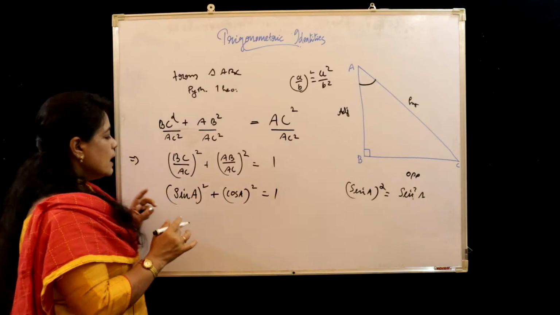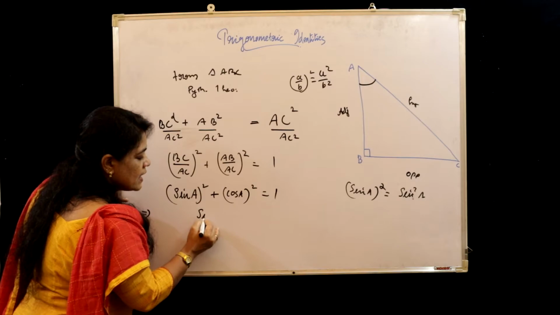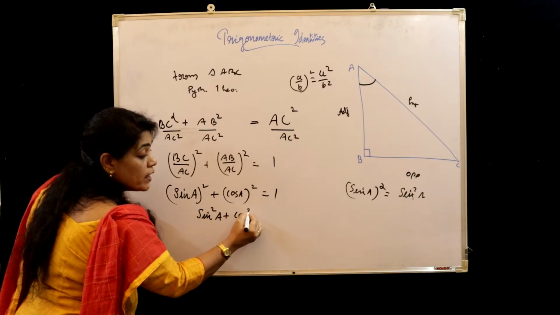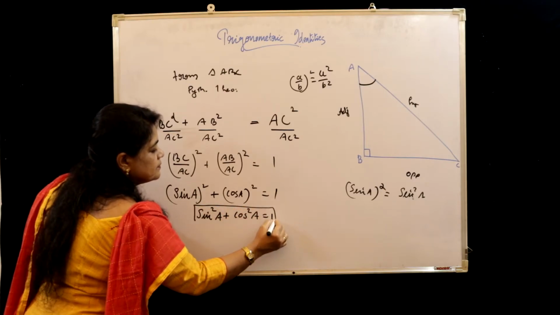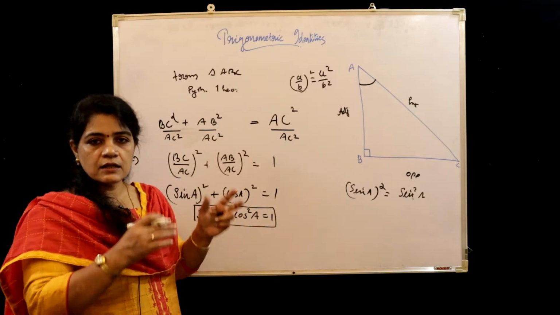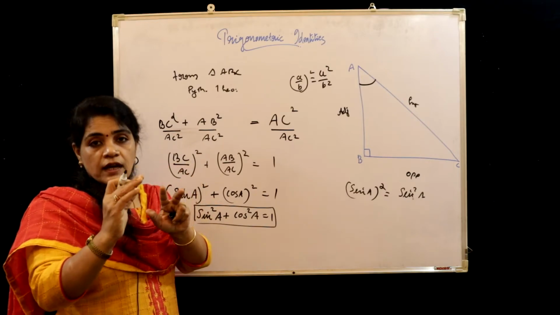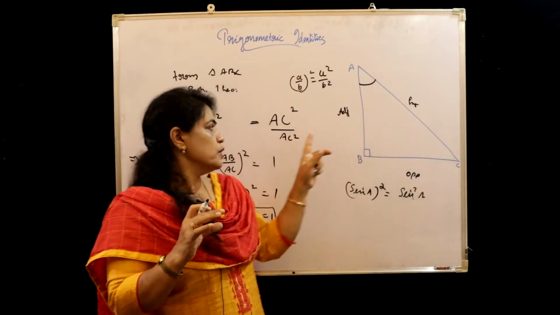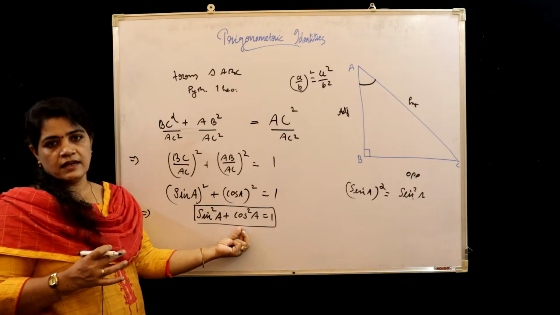That is why we can write this as sine square A plus cos square A equal to 1. This is the first identity. Hope that is clear, children. How did we get the first identity? Consider the right triangle, apply the Pythagoras theorem, and divide the whole expression by the square of the hypotenuse, AC square, so that you can easily reach the first identity.